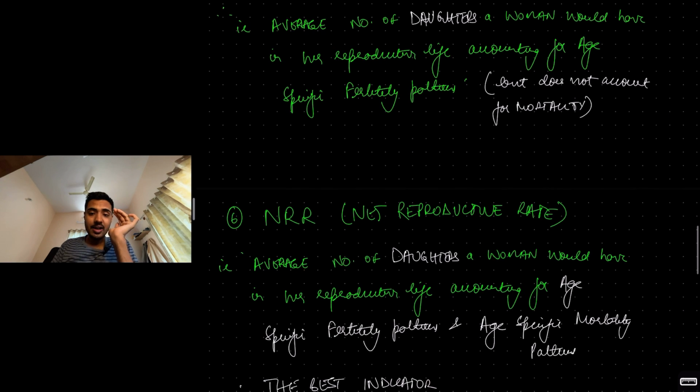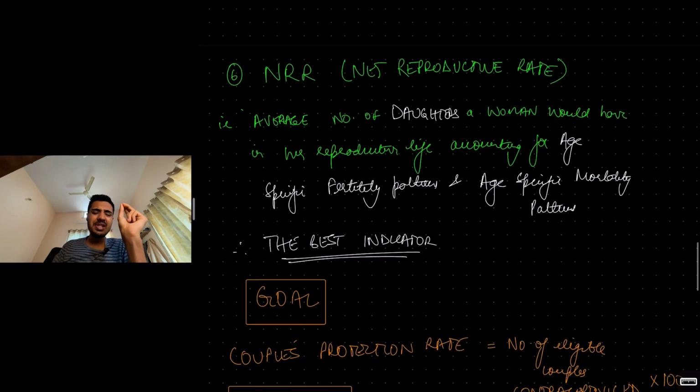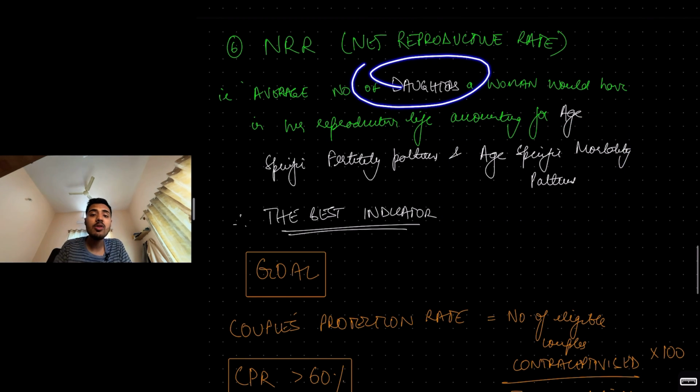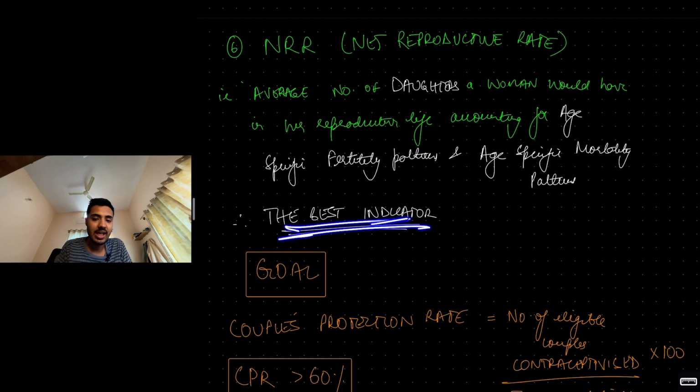NRR, net reproductive rate. This is the best indicator. All the details are taken. Average number of daughters a woman would have in her reproductive life, accounting for both age specific fertility patterns and age specific mortality patterns. That is the best indicator. So, in an area where you have more daughters, that is where you'll focus on development, because those daughters will give birth in the future, leading to increased population. Understood? That is why net reproductive rate is the best indicator of fertility.